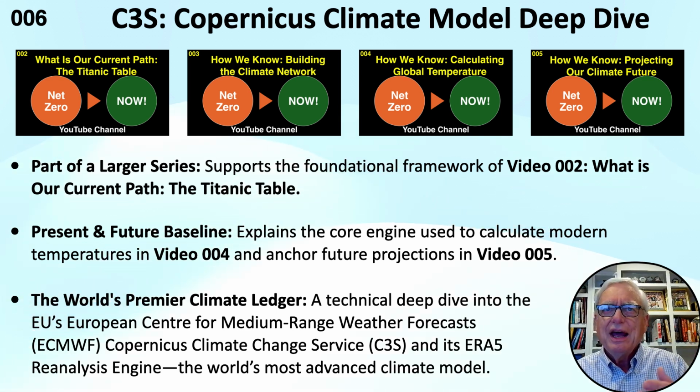So the third video was, how do we know, building the climate network, and that shows all the information they collect around the globe to basically do their models that tell you what the actual temperature is and what the projected temperatures are going to be. And then after that, the next presentation was this video 4. We're going to show how actual temperatures are calculated.